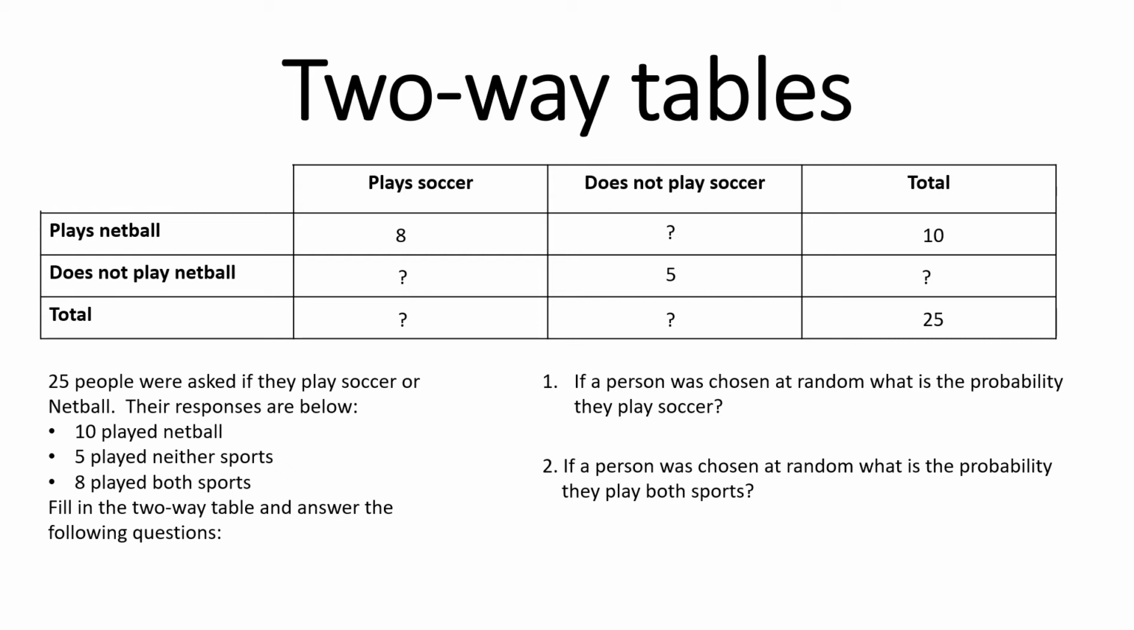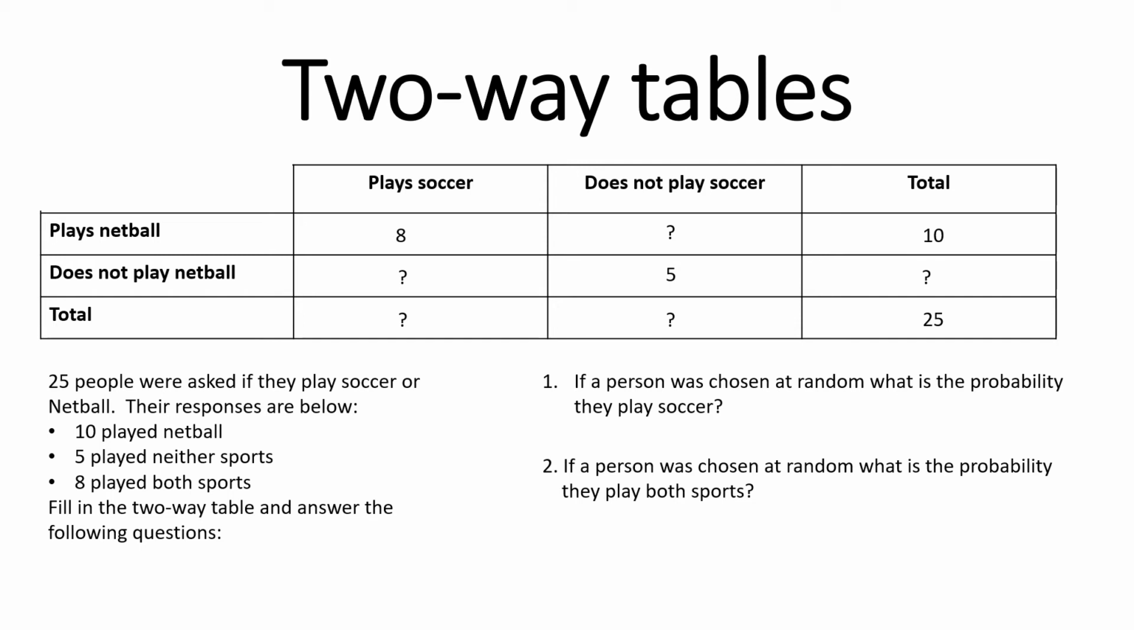We know that 8 people played both sports, so we find the part of the table that has plays soccer and plays netball, and we put 8 there. And then we know that 5 people played neither sport, so we find the part of the table that says does not play soccer and does not play netball, and we put the 5 there.